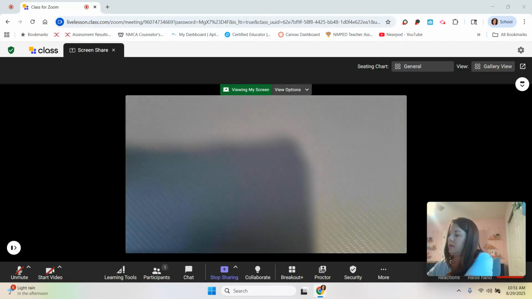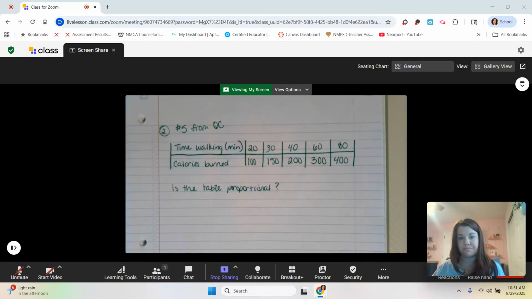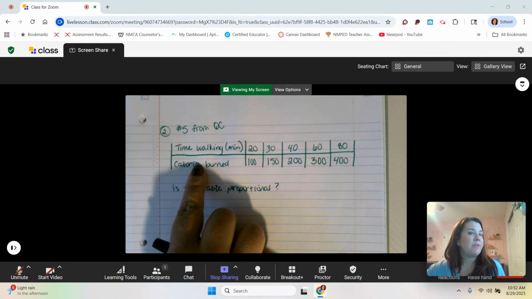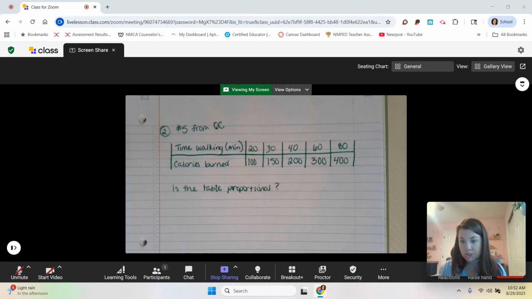All right. With this second problem that I'm going to do, because I already helped you with number 3 and number 4 on your quick check, here's number 5. So I'm giving you quite a bit of help on that quick check. Now this one, they give us a table, and I can read the entire problem to you. It says the table shows a relationship between the amount of time spent walking and the number of calories burned. Determine if the relationship is proportional.